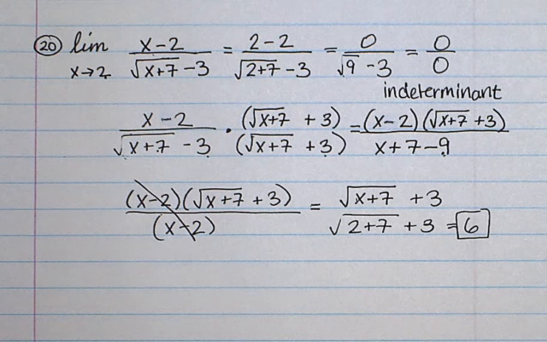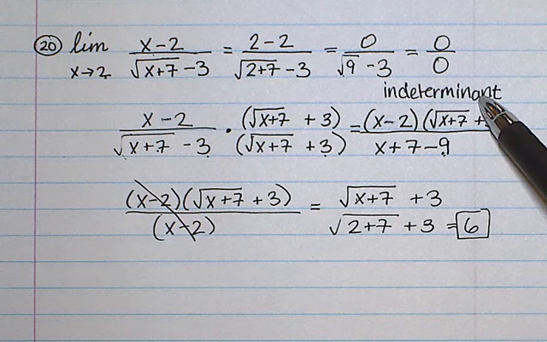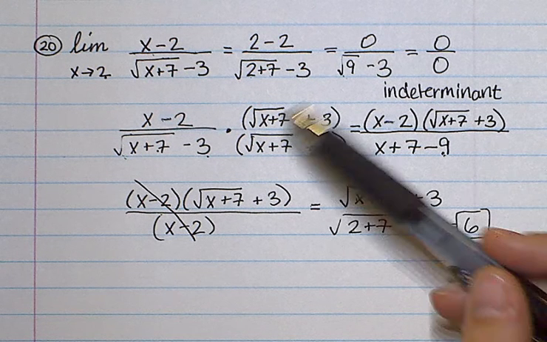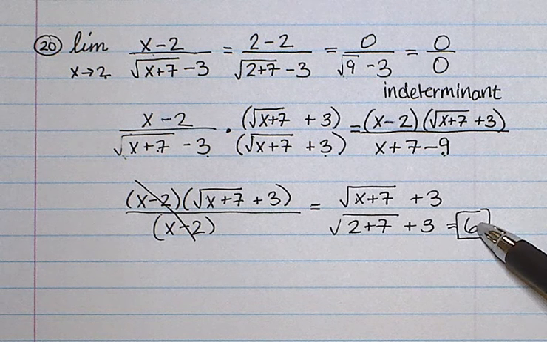So there you go. First thing I tried was direct substitution. That was indeterminate. That means it didn't work. So I tried a different algebraic method. I tried multiplying by a conjugate, and that gave me a number. That worked. That gave me the value 6.